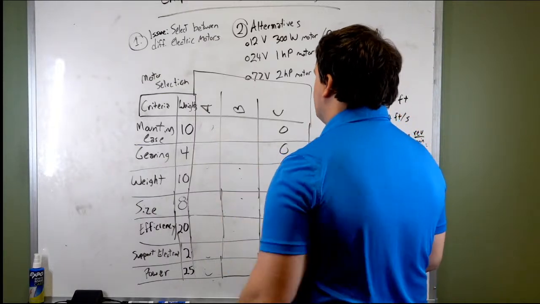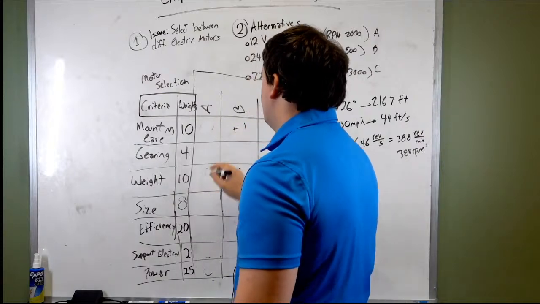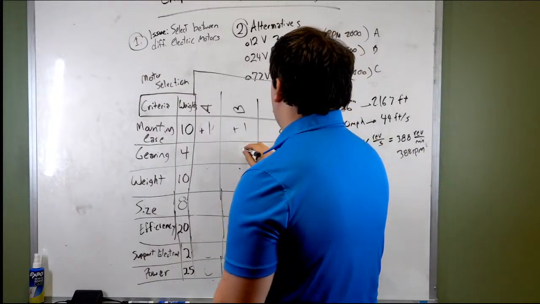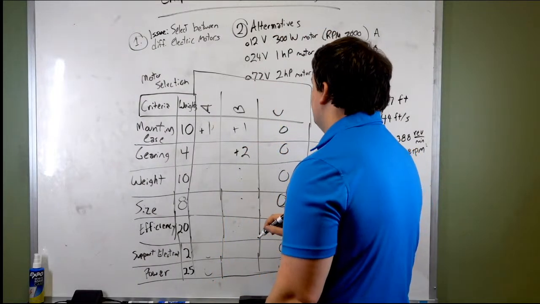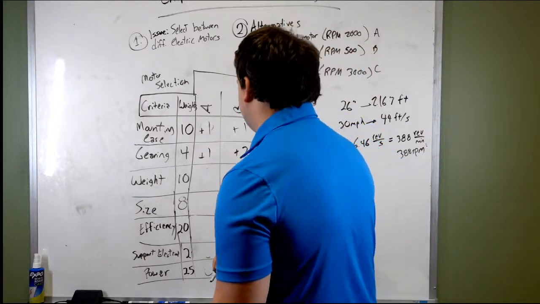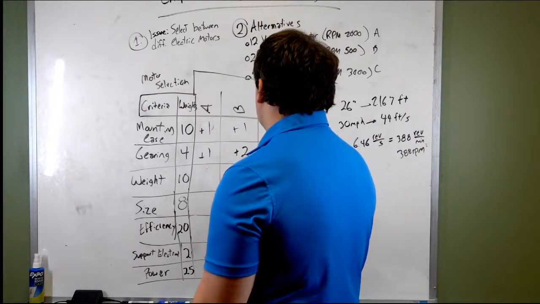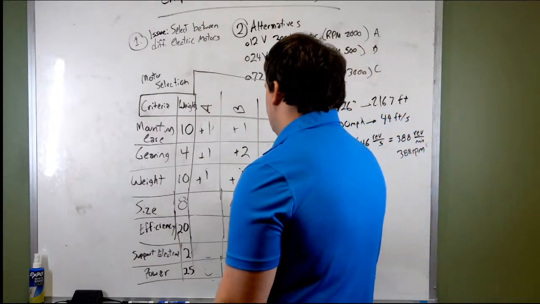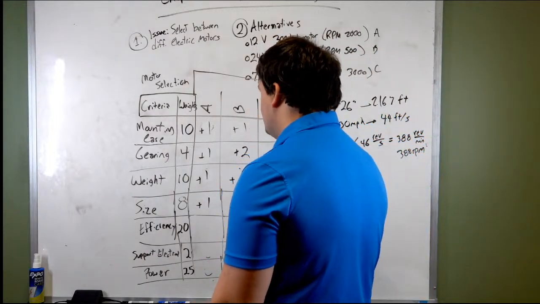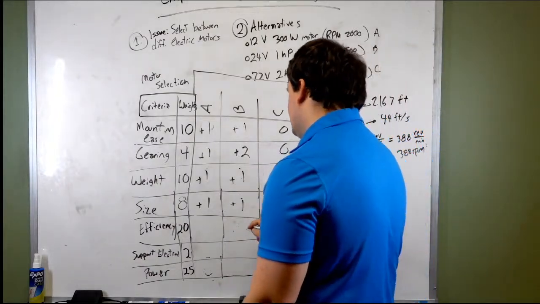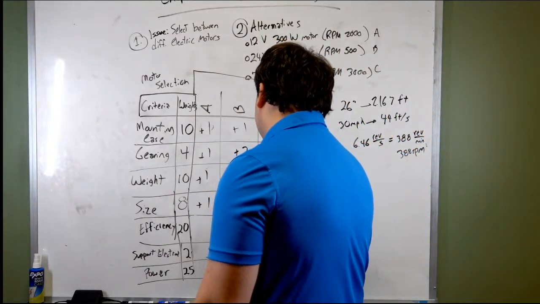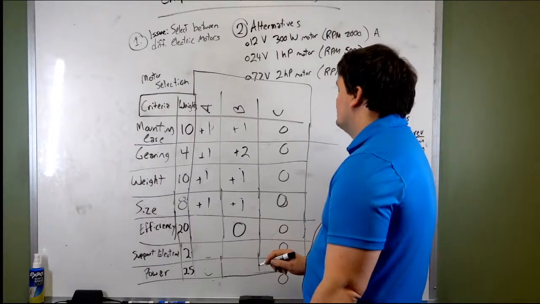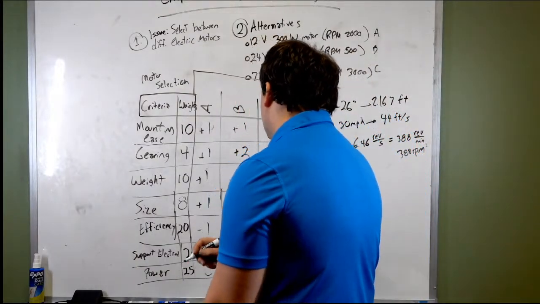For B, mounting ease, well, it's going to be a plus 1 on this. And this one's also going to be a plus 1. And gearing, well, this one's going to be a plus 2. And this one's going to be a plus 1. As for weight, this one's going to be a plus 1. This one's going to be a plus 1. For size, this one's going to be a plus 1. This one's probably going to be a plus 1 too. Efficiency, I'm going to go ahead and give this a 0. And then this one's going to be a minus 1.